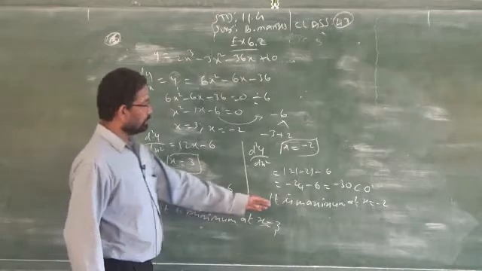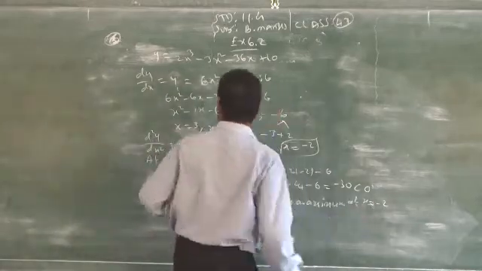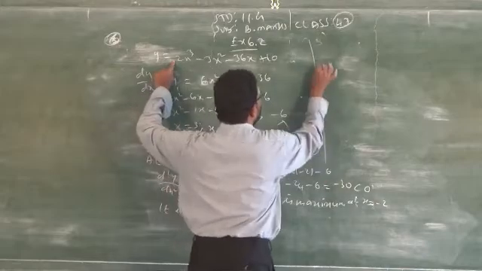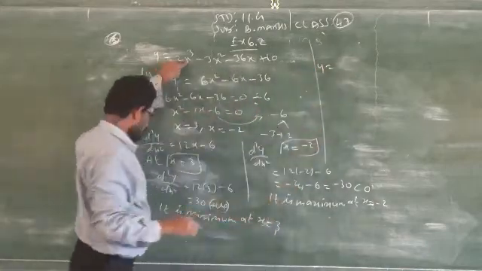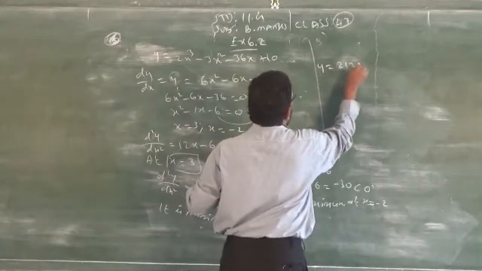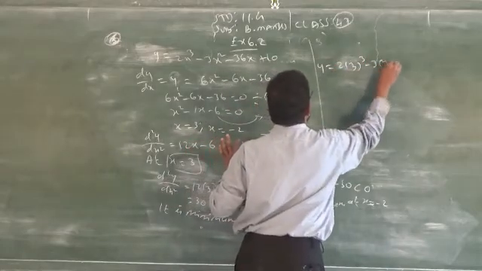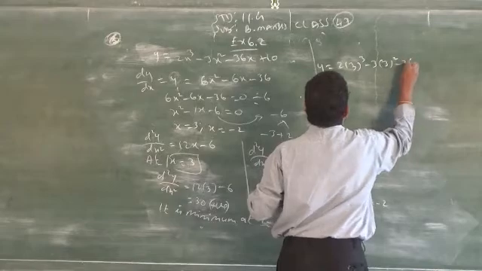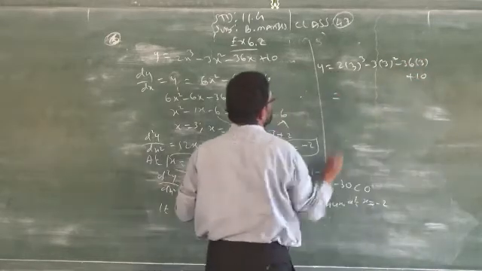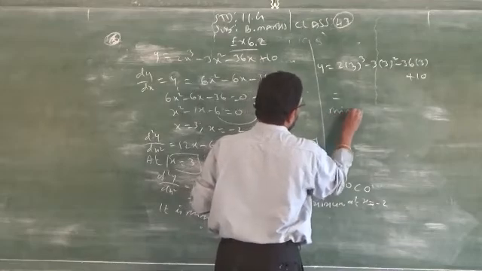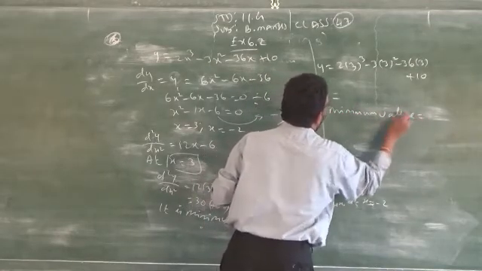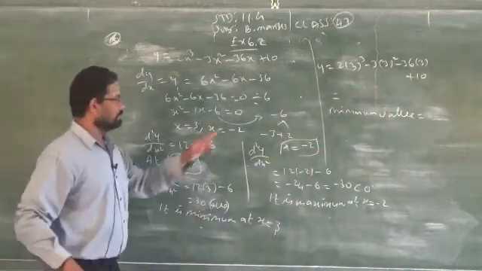After finding these values, you please substitute in the question. Clear? So for substitution, I will just replace x by 3. You have to do the calculations at home with the help of a calculator. You will get an answer, that is the minimum value.